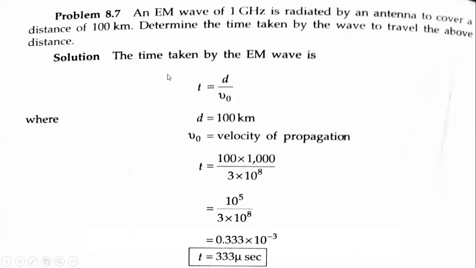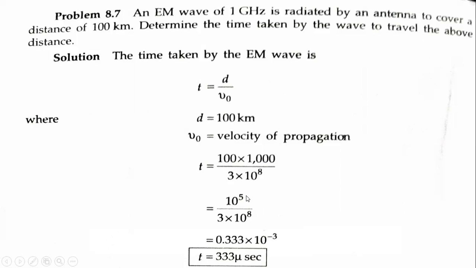Determine the time taken by the electromagnetic wave radiating from the antenna. How is it possible? The time taken by the electromagnetic wave is given as t is equal to d by v0. What is d? d is the distance, and v0 is the velocity of propagation. The distance is 100 kilometers, so we substitute d as 100 into 10 to the power 3, that is 100 into 1000, divided by v0, which is 3 into 10 to the power 8.